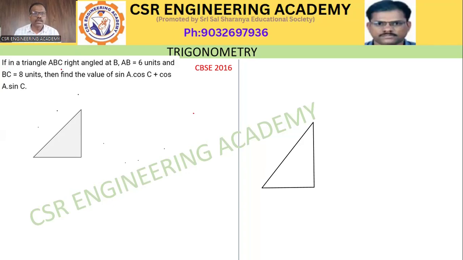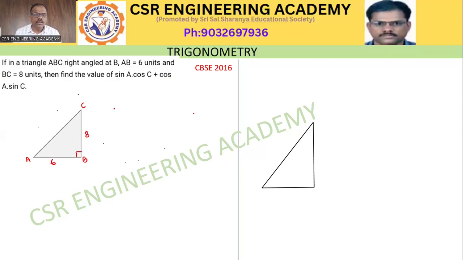If in a triangle ABC, right angle at B, AB is equal to 6 units and BC is equal to 8 units, then find the value of sin A cos C plus cos A sin C. In a triangle ABC, right angle at B, AB is equal to 6 units, BC is equal to 8 units.